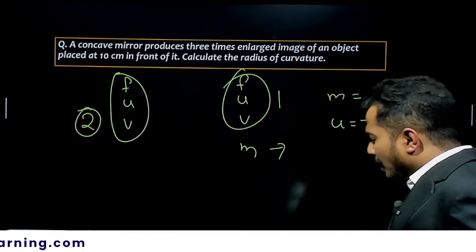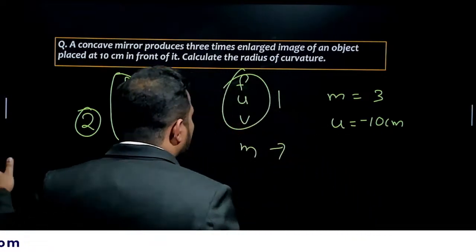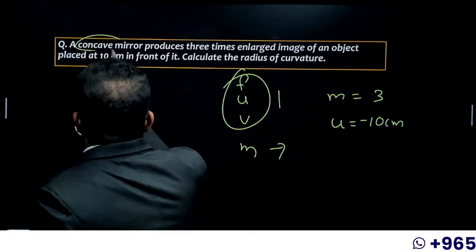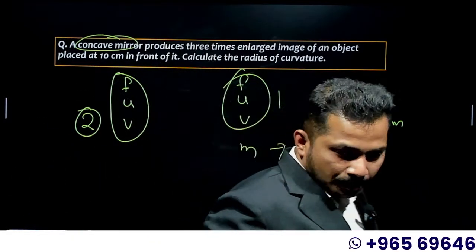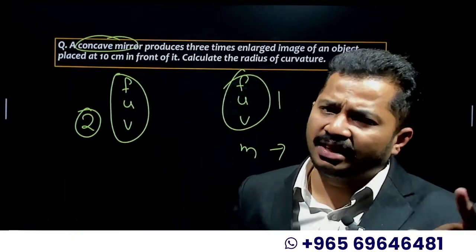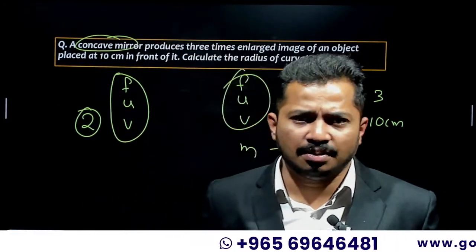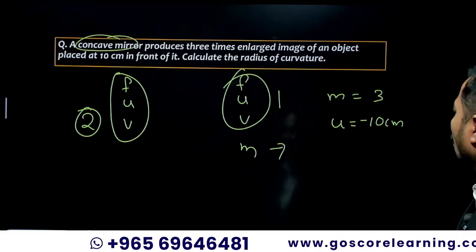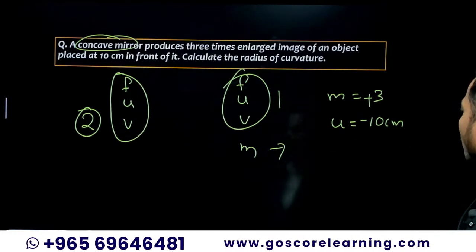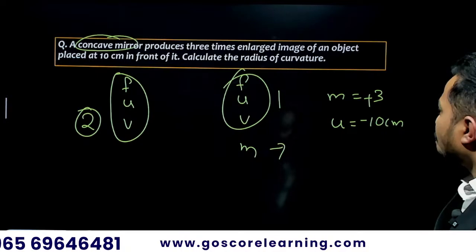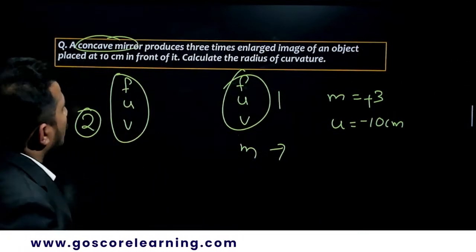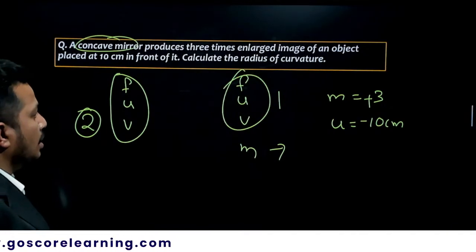Now, whether M is positive or negative: it is a concave mirror, and a concave mirror gives both virtual and real images. Here it is 3 times magnified, so we can take it as positive 3. Because the image formed is virtual, M is equal to positive 3 and U is equal to negative 10.